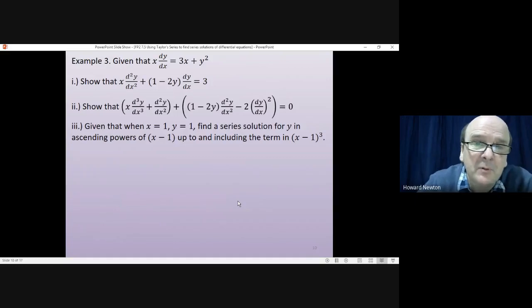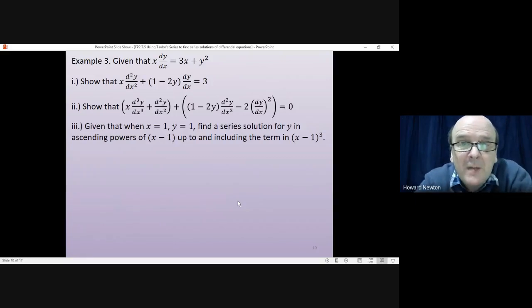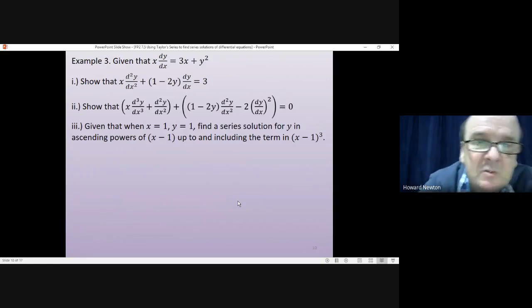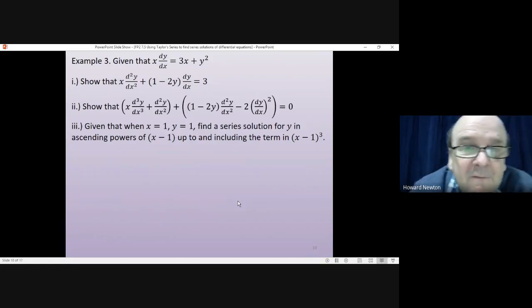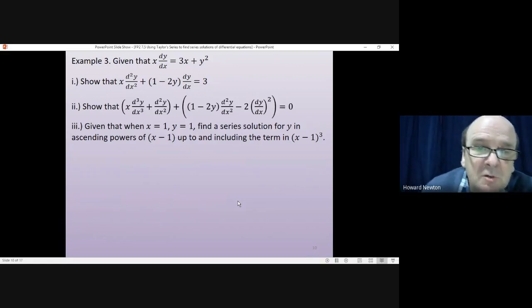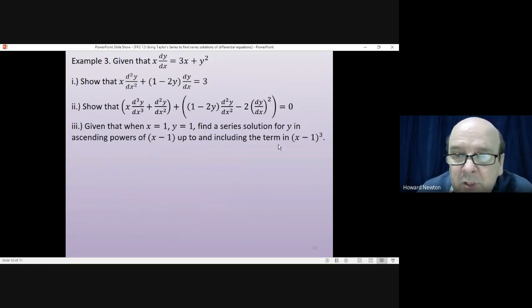Okay, the last example. Given that x dy by dx equals 3x plus y squared, first of all, differentiate that to show this statement here, then differentiate it again to show this statement here. Given that when x equals 1, y equals 1, find a series solution for y in ascending powers of x minus 1 up to and including the term in x minus 1 cubed.